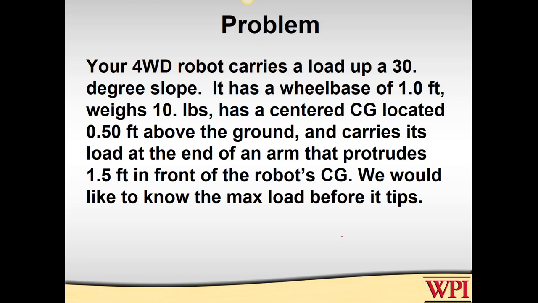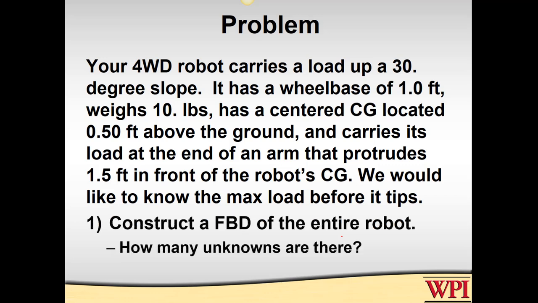The robot here is a four-wheel drive robot. It weighs 10 pounds and has a center of gravity 0.5 feet above the ground, and the length of the arm itself is 1.5 feet. We want to know the maximum load before it tips. For now we'll assume we have a transmission that's adequate to drive the wheels, and a large enough coefficient of friction so the wheels don't slip. But we want to know the maximum load before the robot tips.